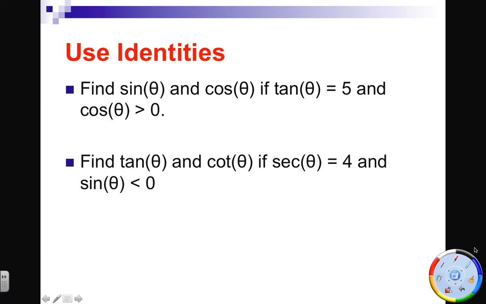All right, let's try another one. I want to find tangent and cotangent if secant is 4 and sine is less than 0.